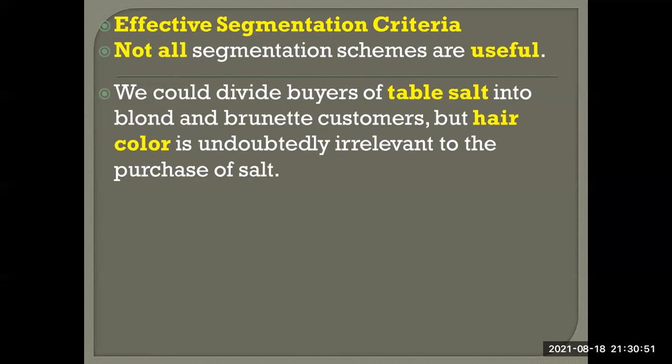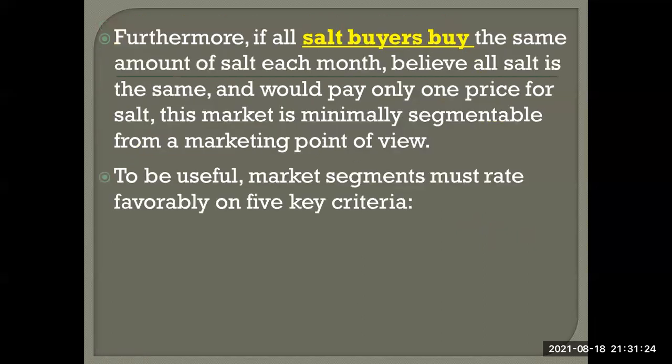Suppose for salt, which has minimum segmentation, everybody wants to purchase salt. Some people would like to purchase Tata salt, some would like to purchase Captain Cook salt, or some would like to purchase Annapurna salt by ITC. But the segmentation will be minimum. So hair color has nothing to do with the purchase decision of salt.